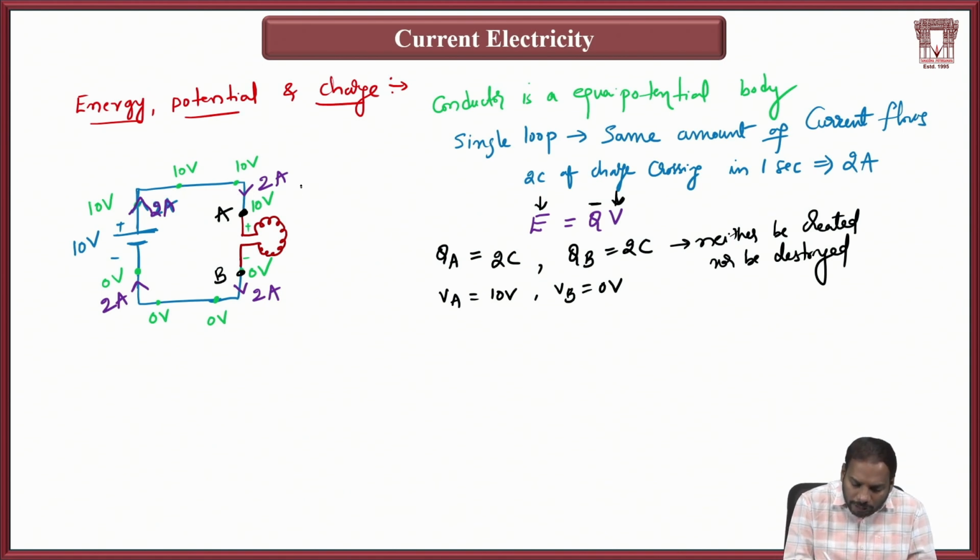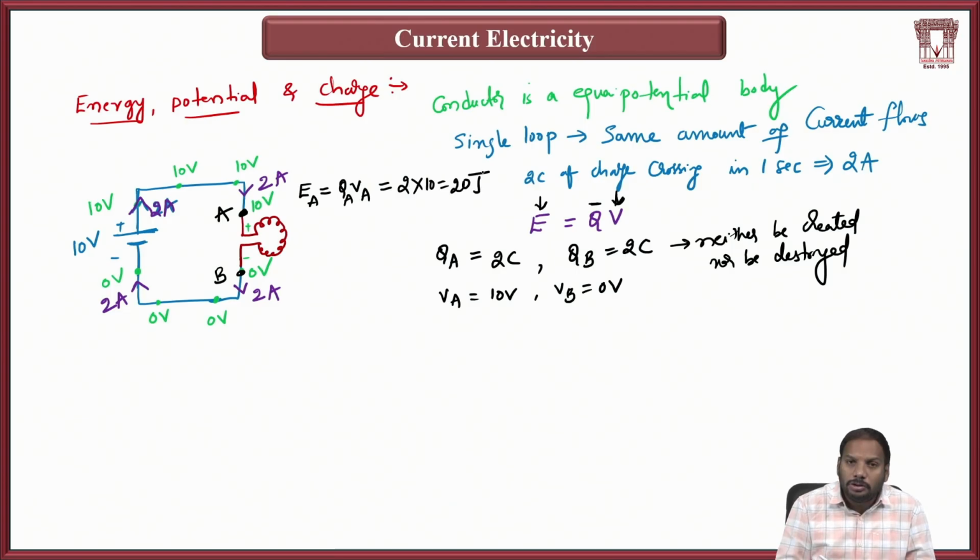Now I'll go ahead and calculate the energy of the charges. The energy at point A is simply QV, that means QA into VA. So QA is nothing but 2 coulombs multiplied with the potential VA. So this is how much? 20 joules.